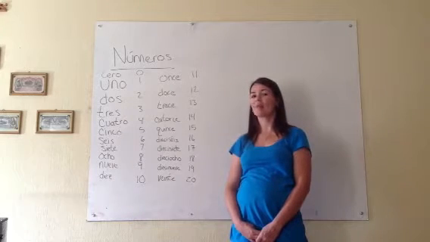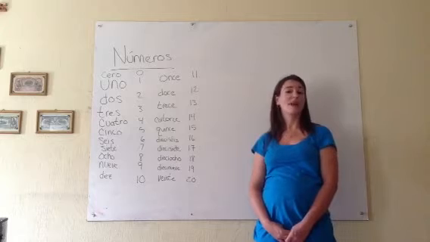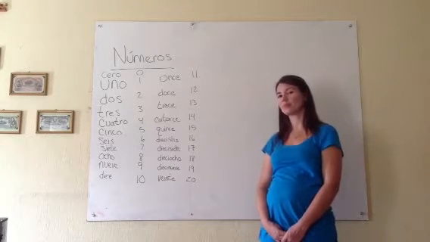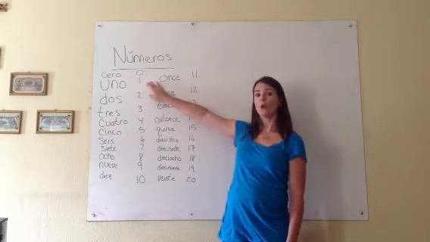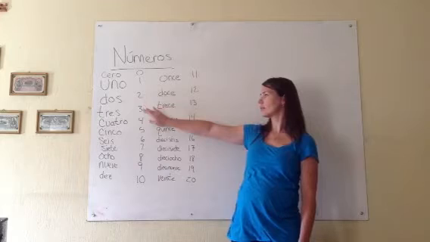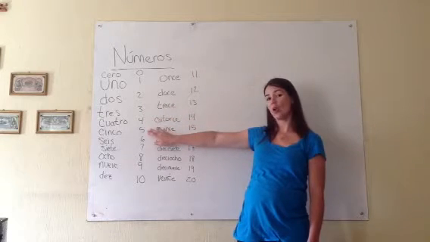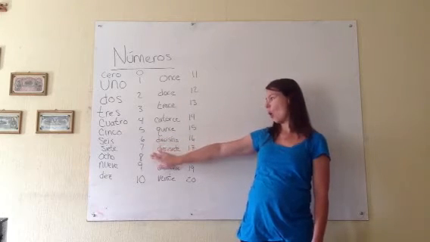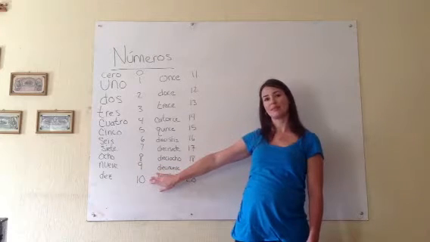Numbers 1 through 10 are probably very familiar to you, having learned them as a child, or maybe on a television show. Let's go over them together, starting with 0. 0, 1, 2, 3, 4, 5, 6, 7, 8, 9, 10.